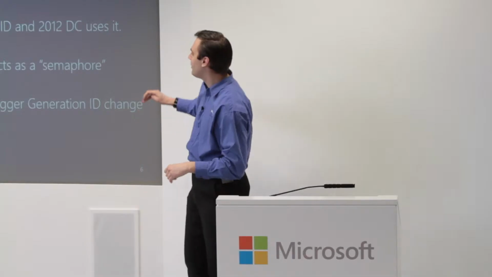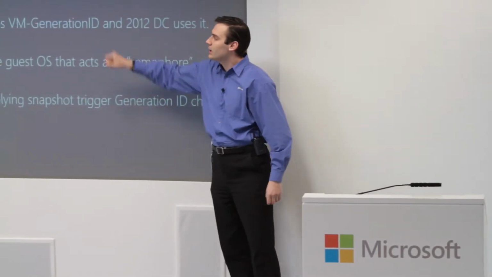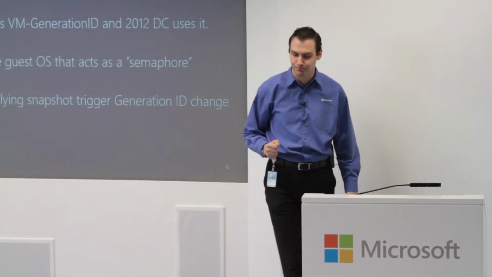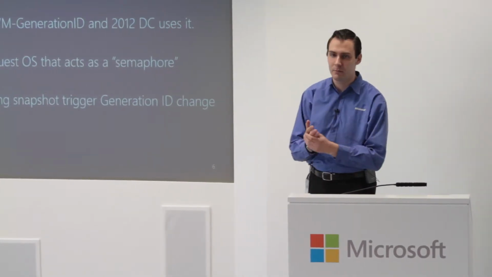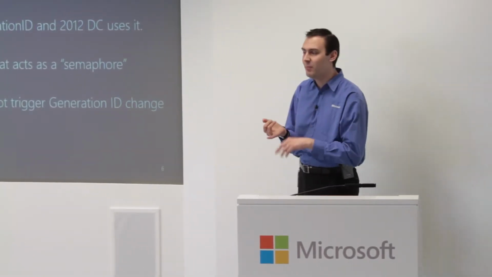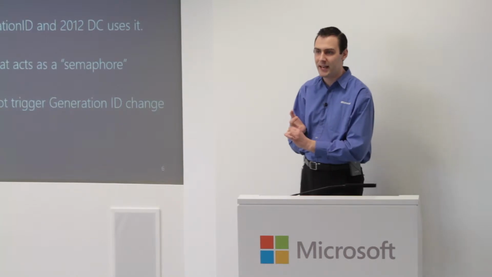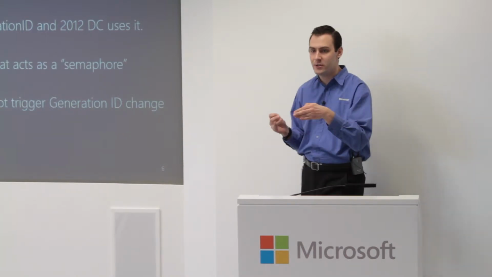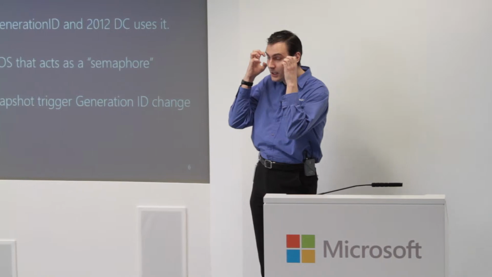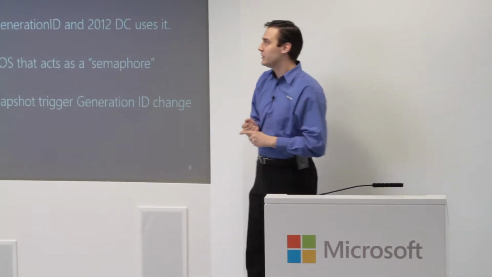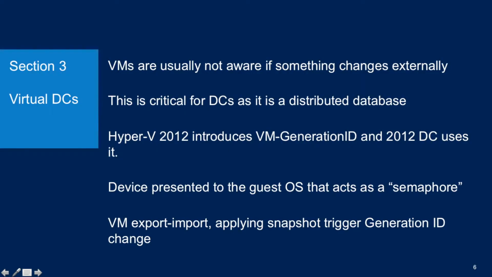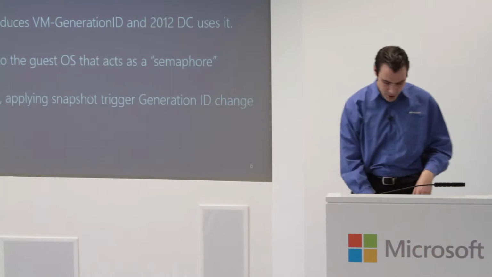that. This is all thanks to a special object called a VM generation ID, which counts the generation of your virtual machine. And if something like import, export, or snapshot application applies, the generation ID changes, and the virtual machine inside knows that something has happened, and it should take special actions. This is all because Active Directory is a distributed database. Now, let me show you in action.